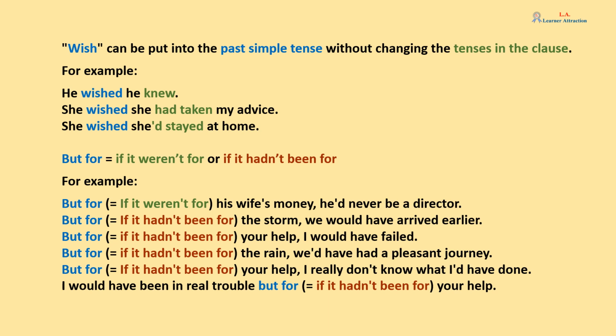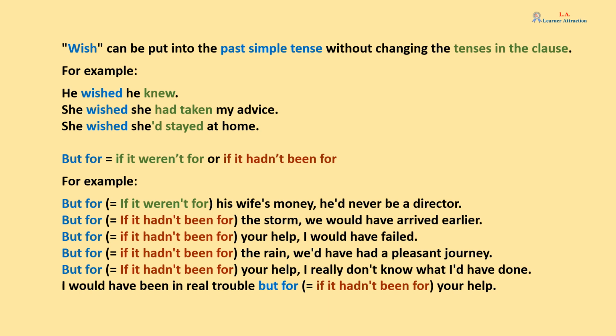But for means, if it weren't for, or if it hadn't been for. For example, but for his wife's money, he'd never be a director. Means, if it weren't for his wife's money, he'd never be a director. But for the storm, we would have arrived earlier. Means, if it hadn't been for the storm, we would have arrived earlier.